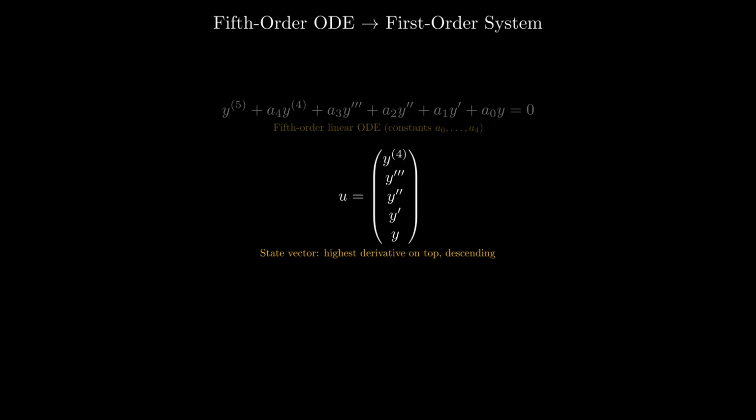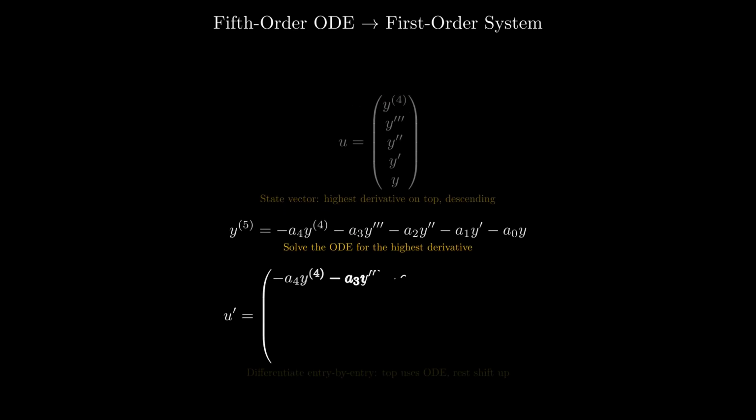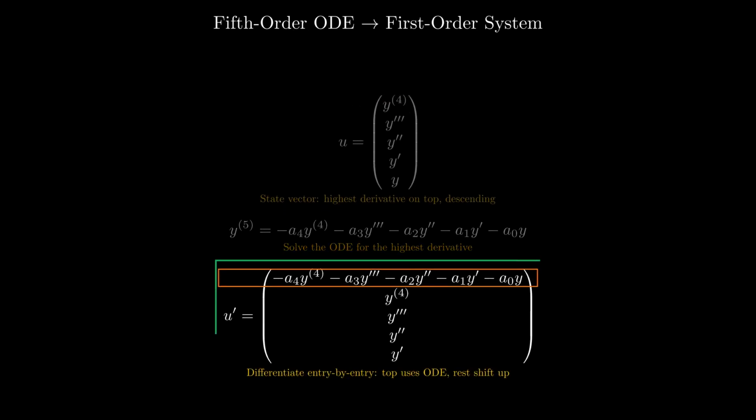Now differentiate. The top entry's derivative is y⁽⁵⁾, and the ODE tells us that equals -a4 y⁽⁴⁾ - a3 y''' - a2 y'' - a1 y' - a0 y. Every other entry's derivative is simply the entry sitting above it. The second slot becomes y⁽⁴⁾, the third becomes y''', the fourth becomes y'', and the fifth becomes y'. Once again, a single high-order equation collapses into a first-order system.